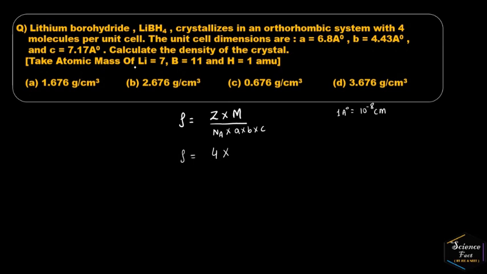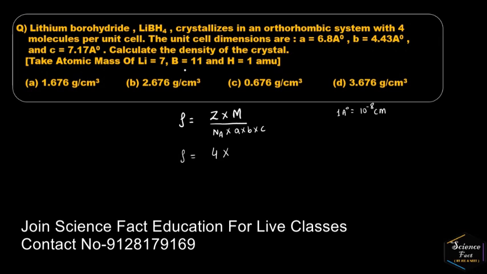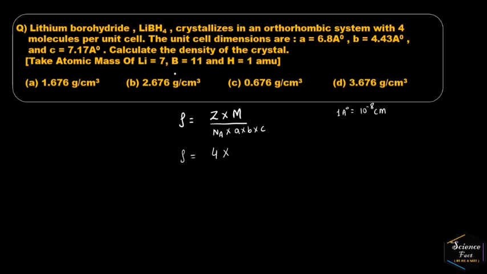Whatever atomic mass is given, we have to use that value only, because isotopes are also possible with respect to boron or hydrogen. That is why in these questions the atomic mass is already mentioned. So the molar mass of lithium borohydride will be 22 gram per mole. You can calculate it yourself also. And Avogadro number is 6.022 into 10 raised to the power 23 per mole.